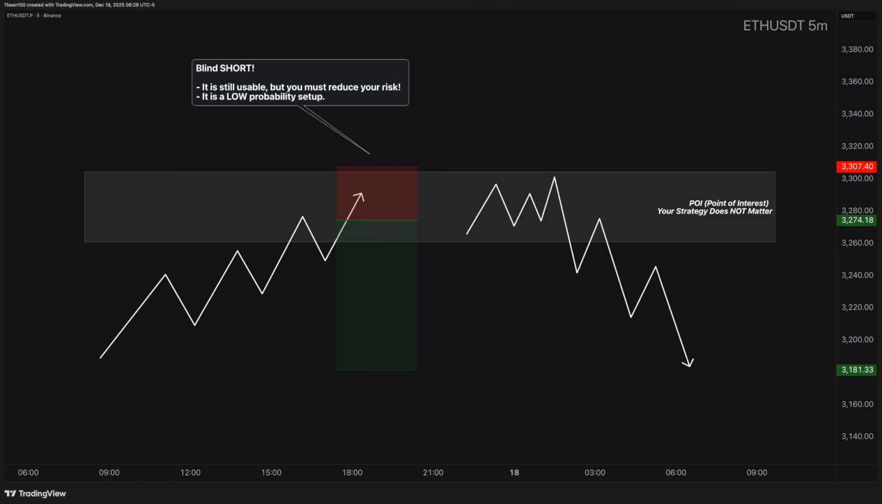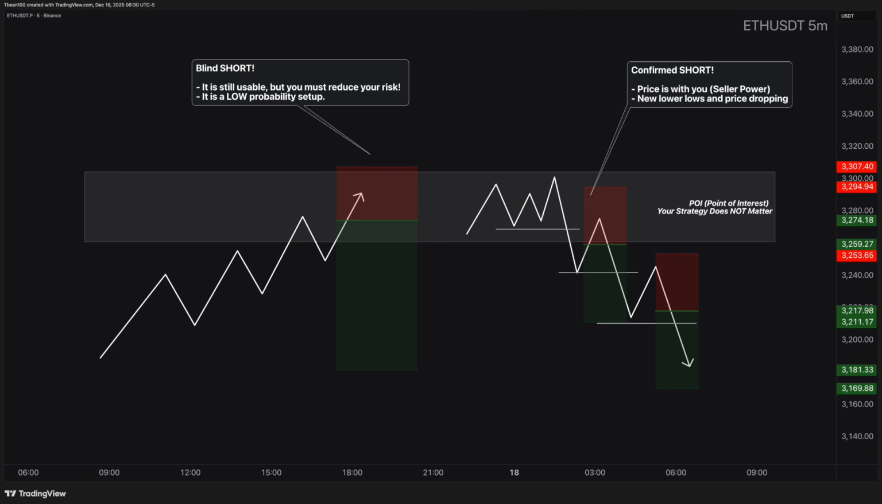So a better approach is usually to use lower time frame structure and trend for confirmation. For example, inside the POI area, if I see price keep making new lower lows and then start to break down aggressively, that tells me that sellers are taking control now. The selling pressure shows real seller power. And now I can look for short trades with much higher confirmation. In this case, we can call it a confirmed short instead of a blind short.